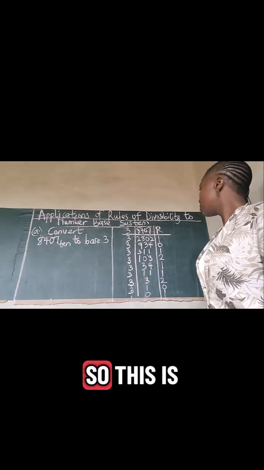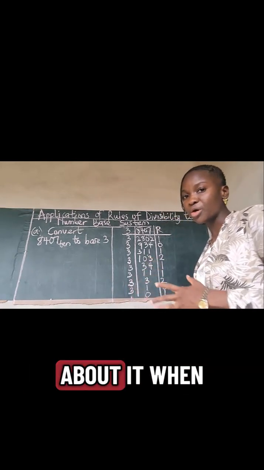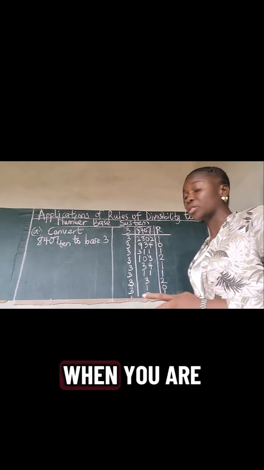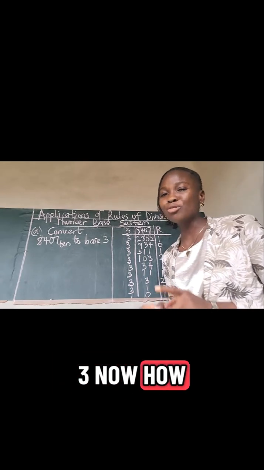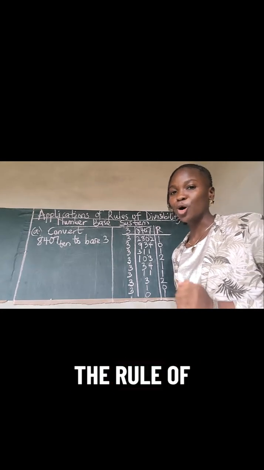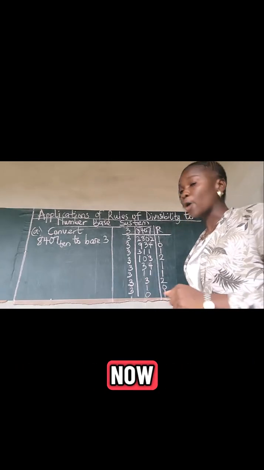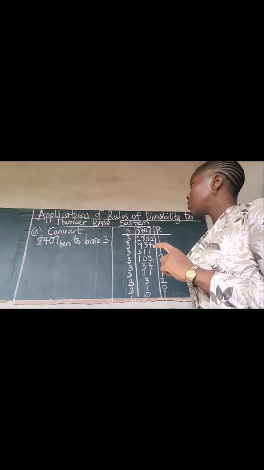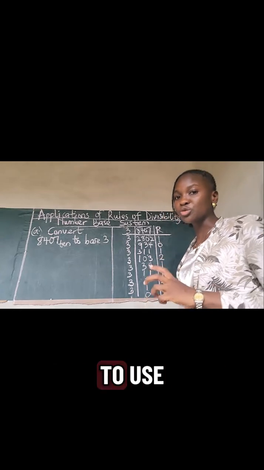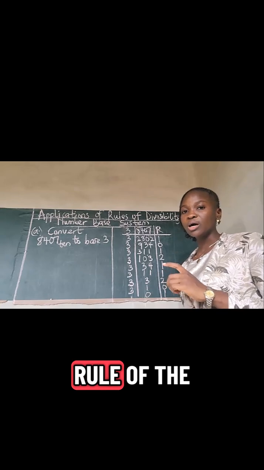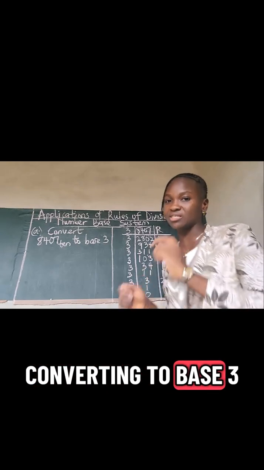This is how you would go about it when you are trying to convert 8407 base 10 to base 3. Now, how do you apply the rules of divisibility here? You are trying to convert to base 3, so you are going to use the rule of divisibility for 3 because you are converting to base 3.